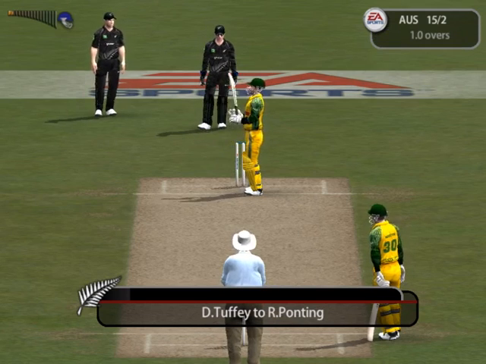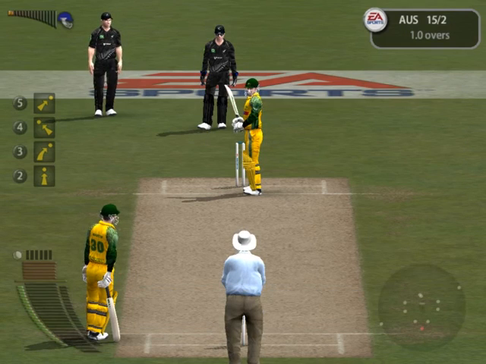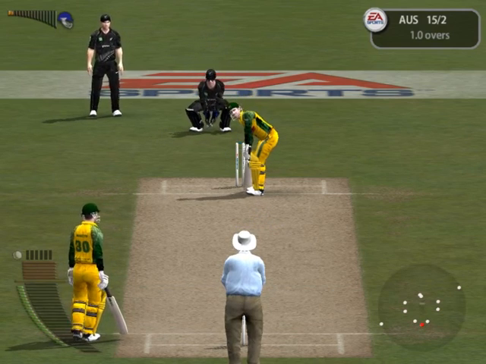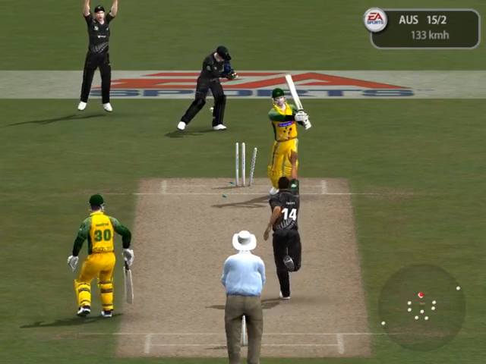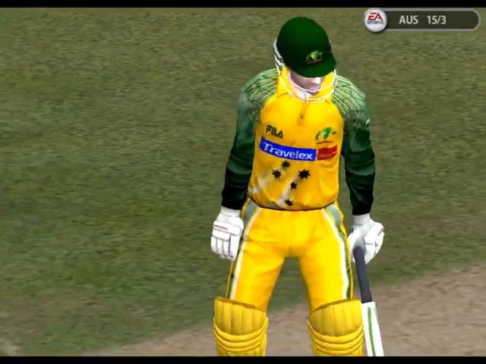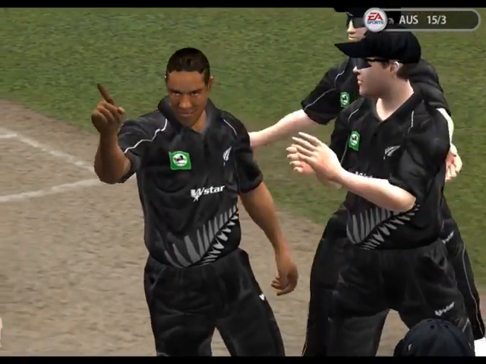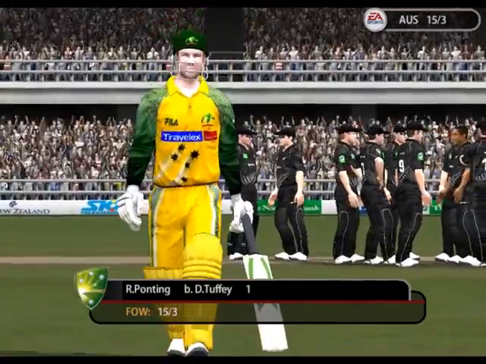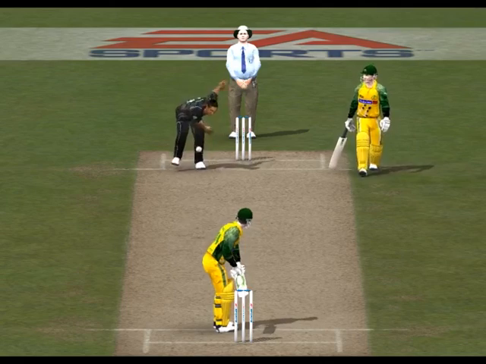Tuffy to Ponting. Tuffy is coming around the wicket. Tuffy has got him. Great bowling there, perhaps a bit of extra pace, and it went straight through. Tuffy gets his first wicket. Ponting is making his way back to the pavilion. We can have a look at that again.